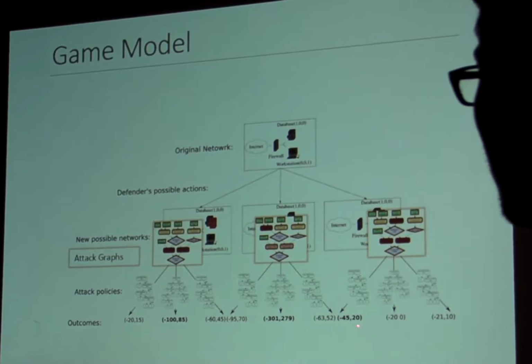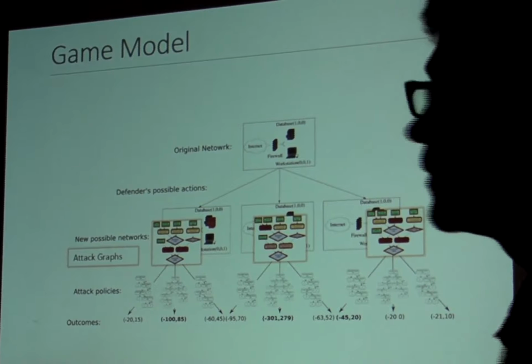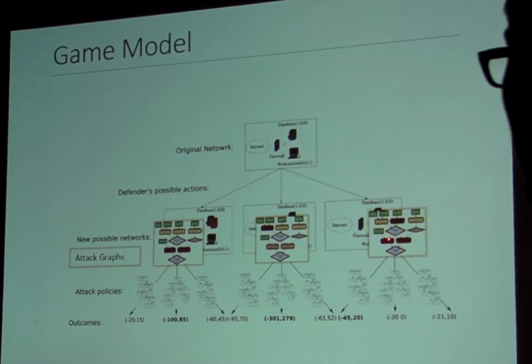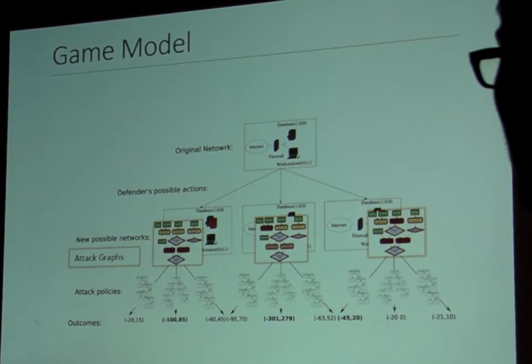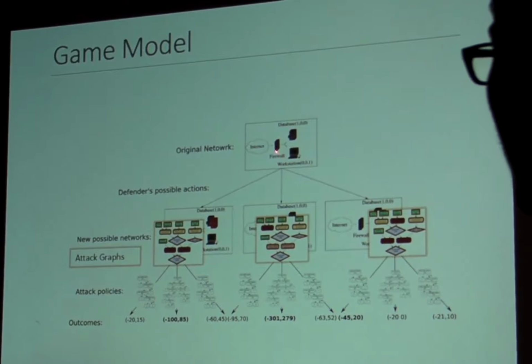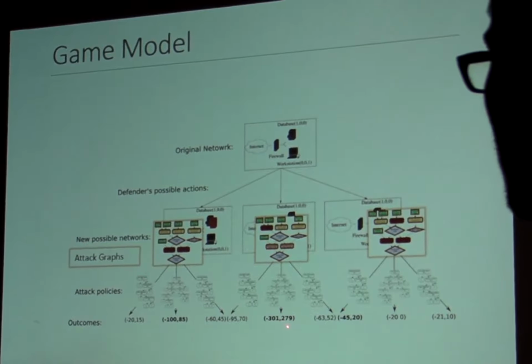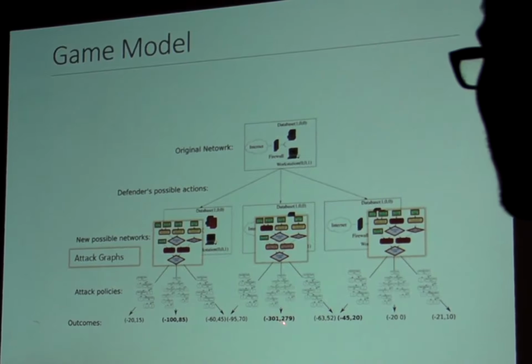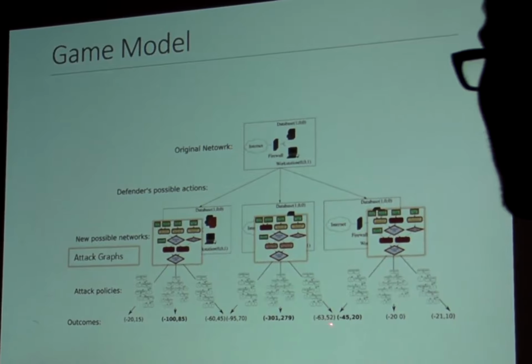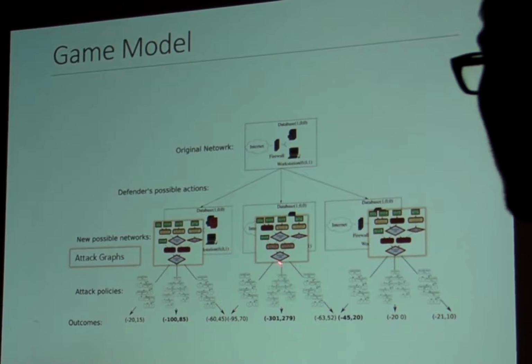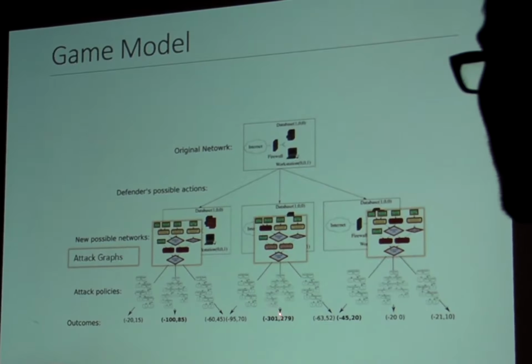So these are the outcomes of the games. The first value is the defender's utility, the second value is the attacker's utility, and the defender plays in such a way to maximize his utility. So if the defender played here, the attacker would choose this attack policy among all possibilities because that maximizes his utility. So here the attacker has 279, and here the attacker has 70, here the attacker has 52. So the attacker is going to choose this attack policy.